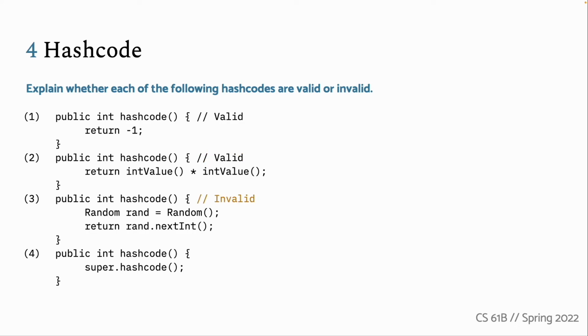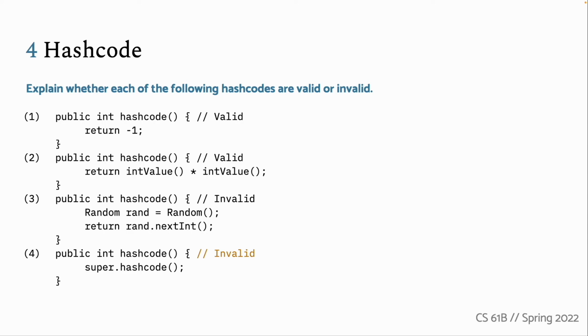Now our next hash code is invalid, and this is because there is a random element here. It'll return a random integer, so the first time you hash this, you might get 5, and then the second time you might get 8, and that'll result in you looking in the wrong bucket for your key in the future. So this is an invalid hash code. It doesn't satisfy that deterministic requirement.